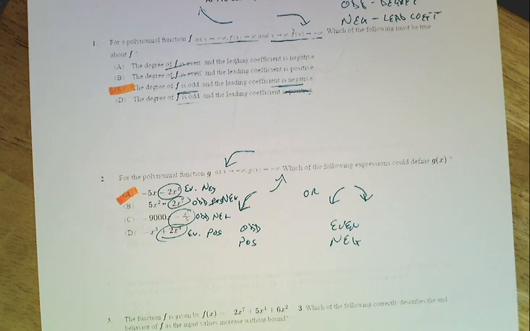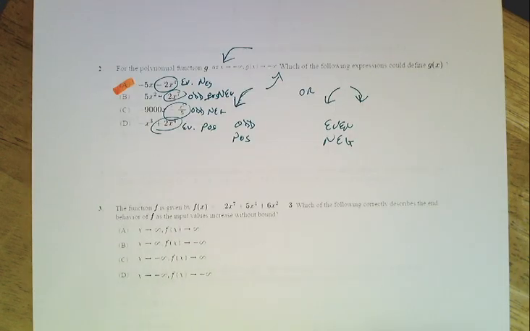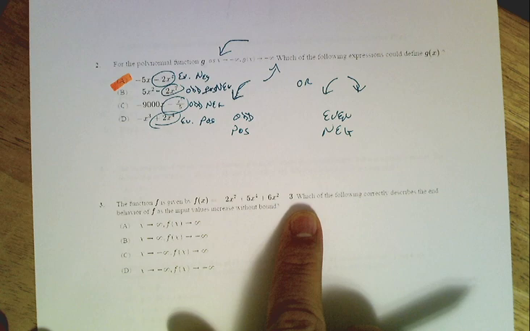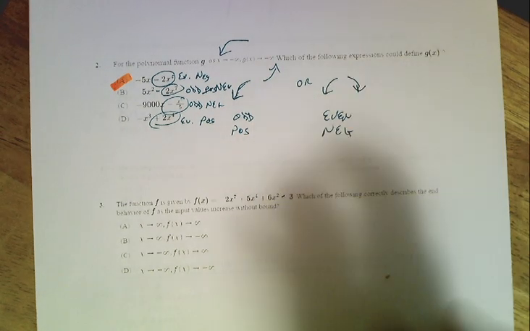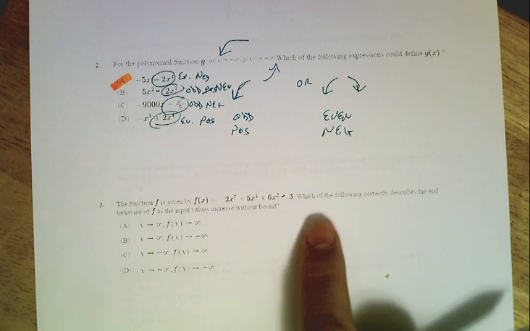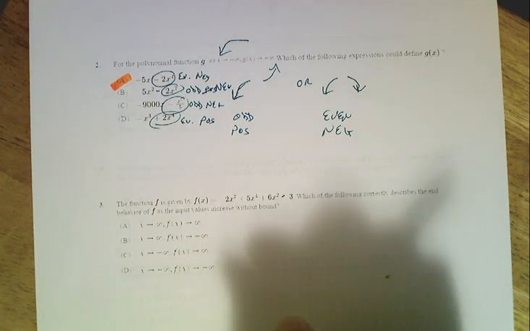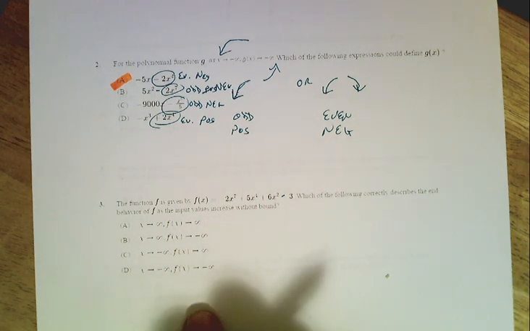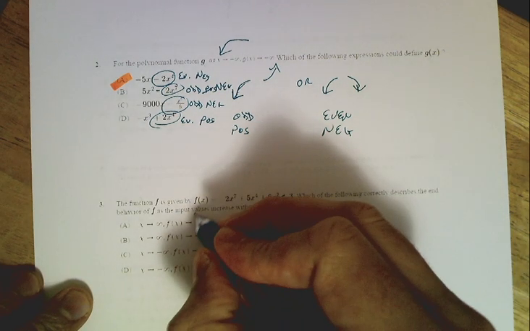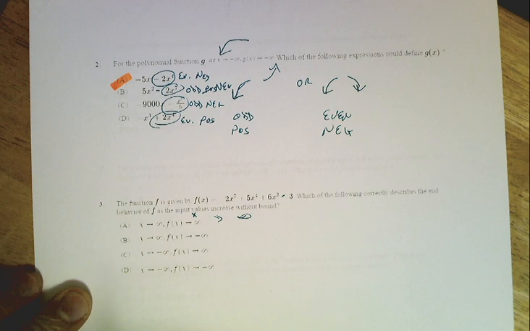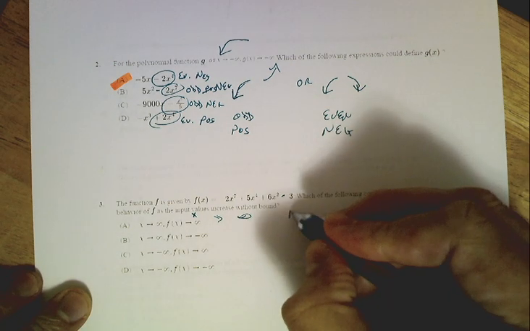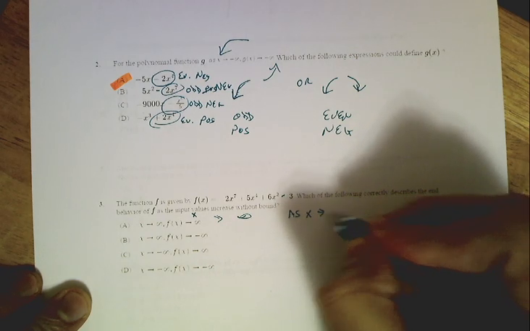Okay, number 3 is another end behavior one. This says the function f is given by this. Well, let's make sure this is a negative 3 here, though I don't think it's going to matter. Which of the following correctly describes the end behavior of f? As the input values increase without bound. So input values are x. Increases without bound means infinity. So it's asking us as x approaches infinity.